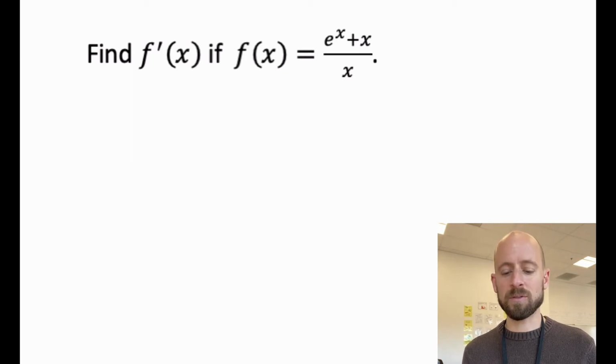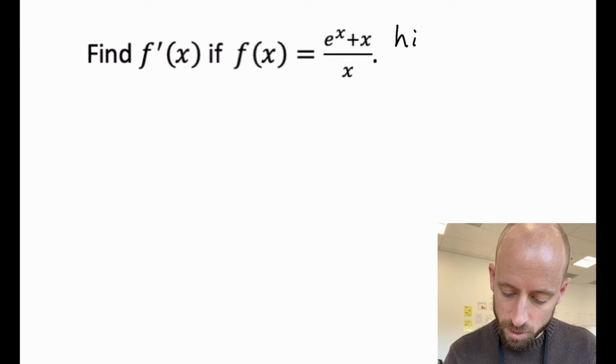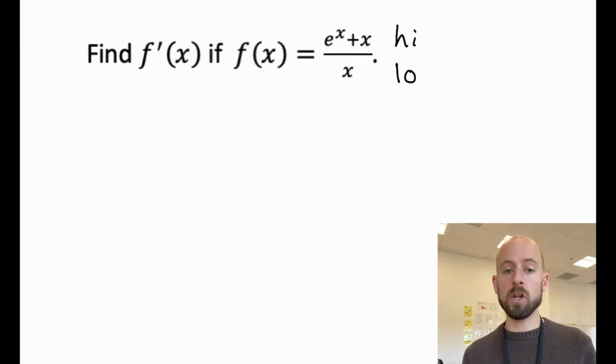Now, the way that we've been remembering it is with low d high. The way we remember it is that the numerator we define as high, the denominator we define as low. Low d high is the first part of the quotient rule. Low times the derivative of the high minus high d low, high times the derivative of low, all over low squared. So if we remember the low d high, you kind of can fill in the rest as long as you remember some other basic pieces of this.